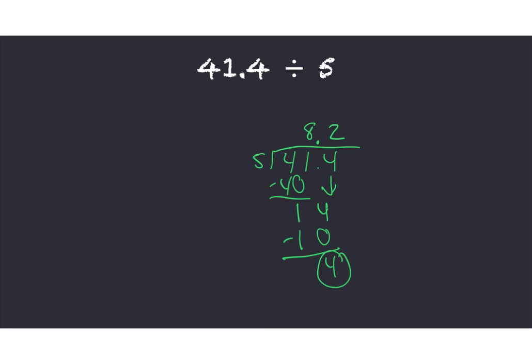With this answer, we know that our answer is a little more than 8 and 2/10, but it's less than 8 and 3/10. We have to decide if our quotient is closer to 8 and 2/10 or 8 and 3/10. If I were to write the remainder as a fraction, 4/5, I would see that 4/5 is more than half. So we are more than halfway to 8 and 3/10. So our answer is closer to 8 and 3/10. So I will round this up to 8 and 3/10.